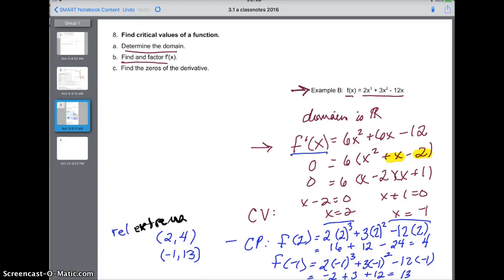Don't forget to look at the videos for examples C and D, and tomorrow we will talk about how we determine if these relative extrema are minima or maxima.